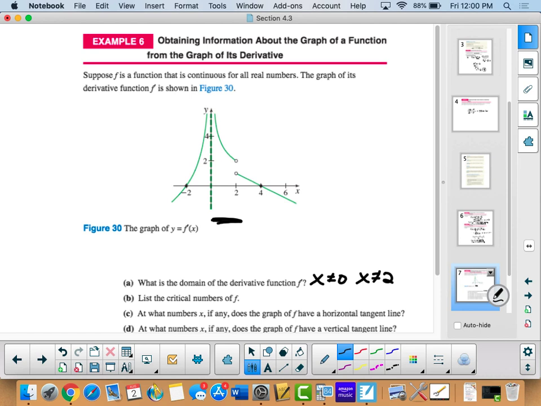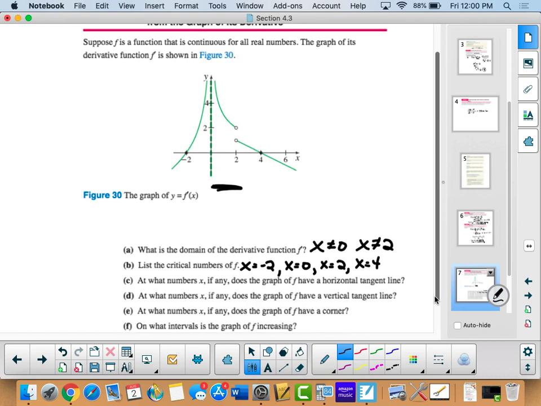The critical numbers are going to be where the derivative does not exist and where the derivative is 0. So that happens at x equals -2, x equals 0, x equals 2, and x equals 4. Those are our 4 critical numbers. Again, that does not mean that those are extremes. It just means that those are where the derivative equals 0 or is undefined.